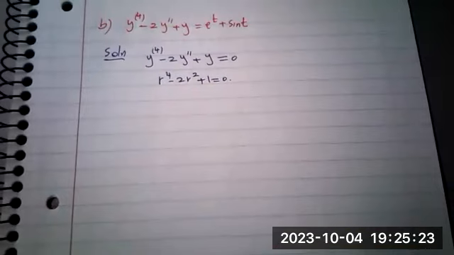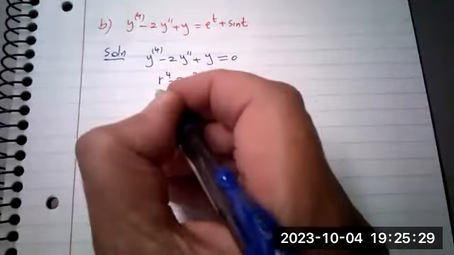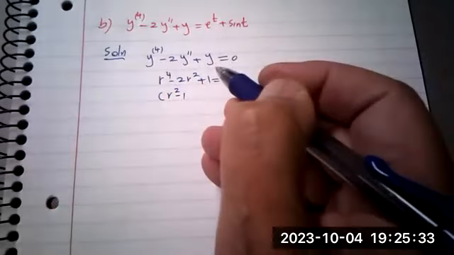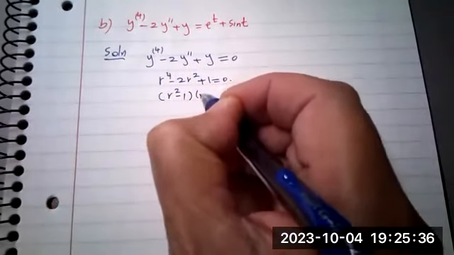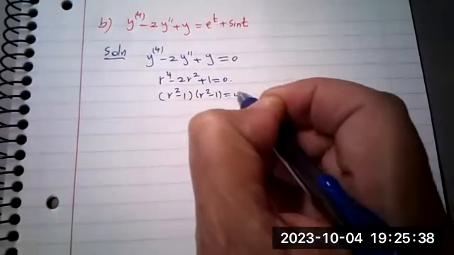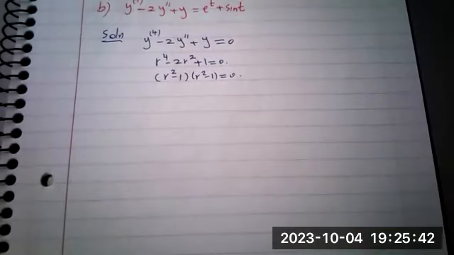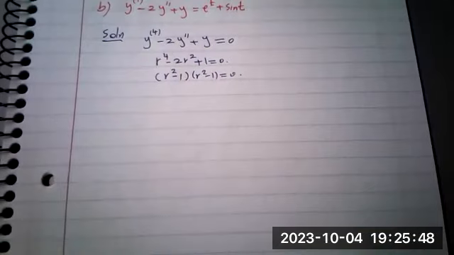We try to factor it. Any suggestion? Quadratic? Yes, r squared minus 1, all squared, or r squared minus 1 times r squared minus 1. Because we have r to the fourth minus 2r squared plus 1, so it's r squared minus 1 all squared.